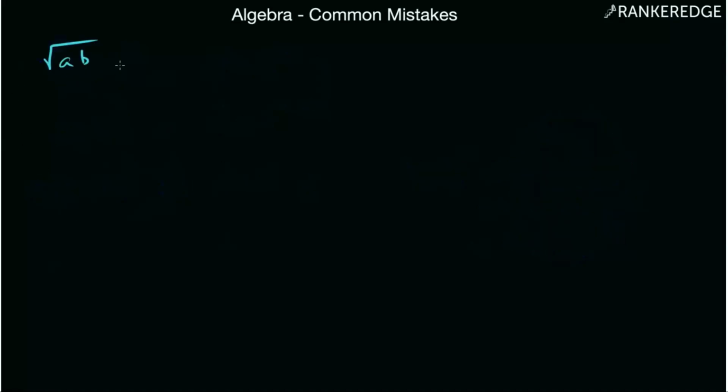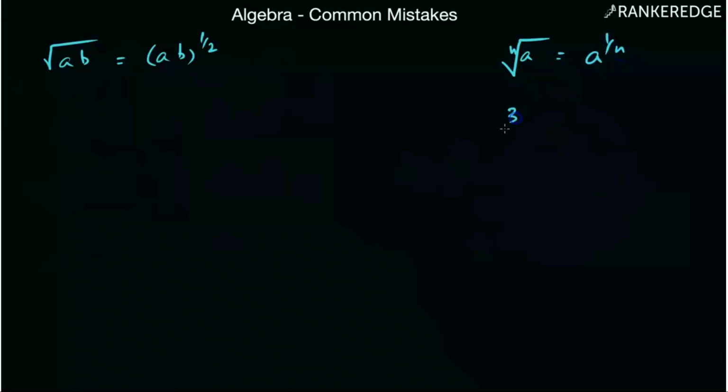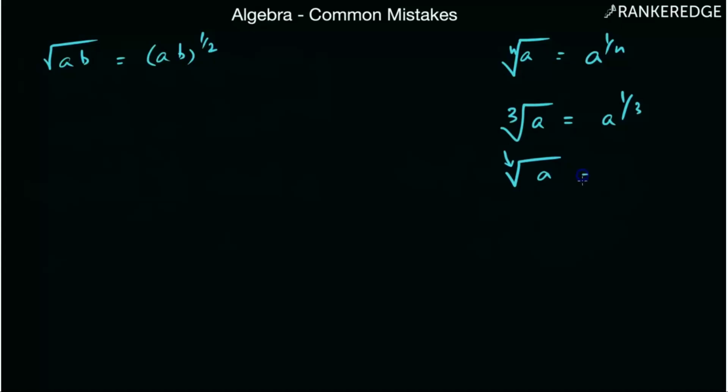Second one, square root of ab is equal to (ab) whole power 1 by 2, because we know nth root of a is equal to a power 1 by n, which means cube root of a will be equal to a power 1 by 3, or square root of a, when there is nothing in the place of n here, it is implicitly assumed to be 2 square root. That will be equal to a power 1 by 2.